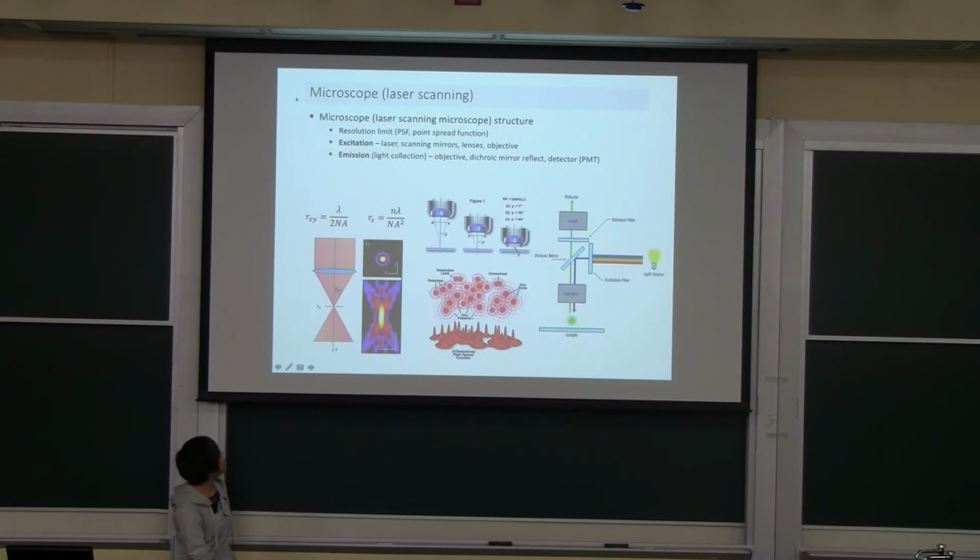Okay, then the second process, emission. You need to collect whatever light is emitting from your sample. Then this light goes back through the same objective, then you can pass through this dichroic mirror, then reach your detector here. Okay, so basically two processes, one excitation, one emission.